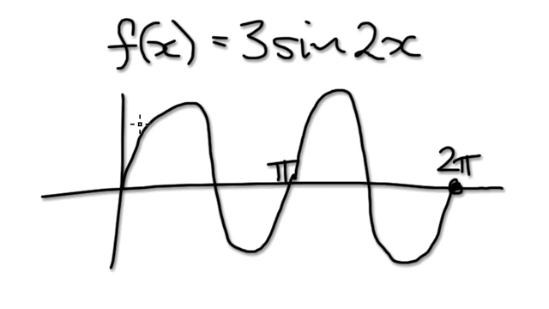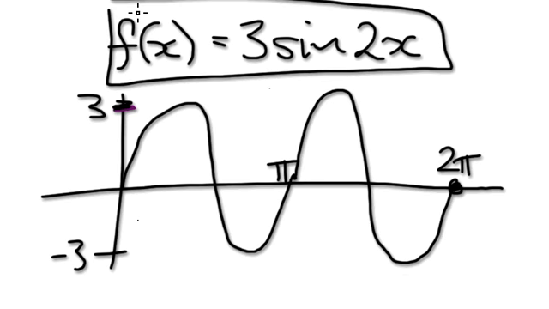Anyway, you're going to have 2 cycles here within your normal one cycle, and then normally it has a height of 1, but because of this here, you're going to have a magnitude here of 3, and this here will be -3. Okay, so this graph here will look like this in radians. Okay.